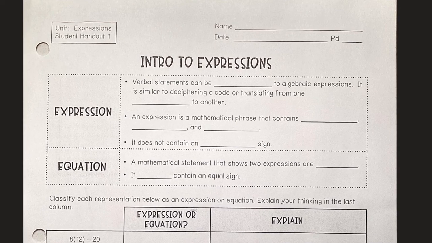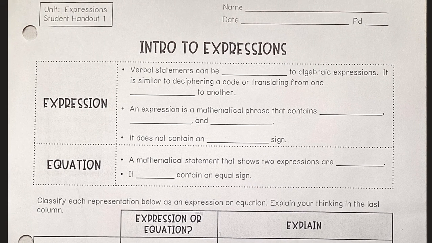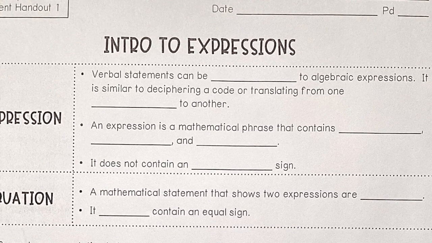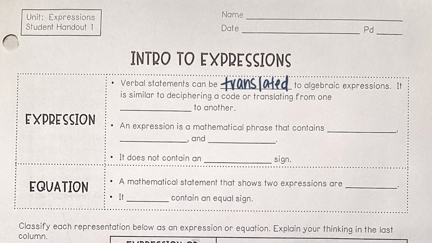As we jump into our notes today, we are going to be talking about the difference between an expression and an equation. So let's go ahead and define those two things together. First, we're going to focus on expressions. An expression is defined as verbal statements that can be translated to algebraic expressions. So go ahead and write translated here. Okay, so it's a verbal statement that can be translated to algebraic expressions. It is similar to deciphering a code or translating from one language to another.